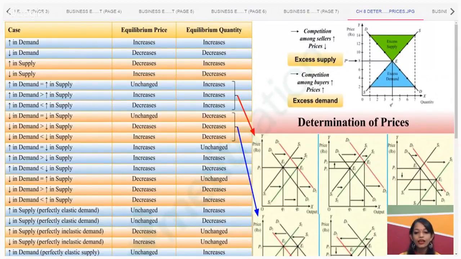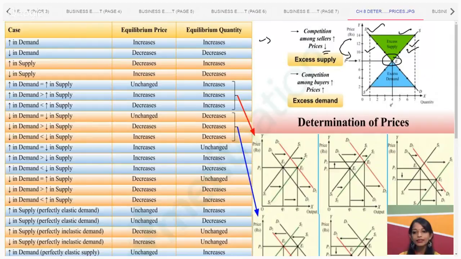So as we know, the equilibrium strikes when demand and supply intersect each other. This is the equilibrium point. Above that exists excess supply, right? Whenever supply is more than the demand, we say excess supply. In this, what happens? Competition among the sellers increases to attract the consumers, and that's why the price reduces, falling back to the same equilibrium level.